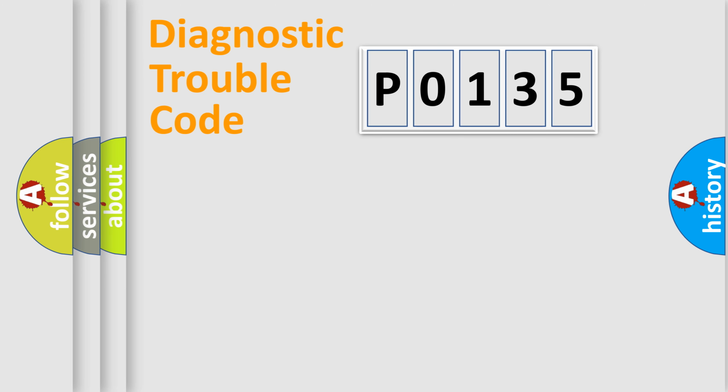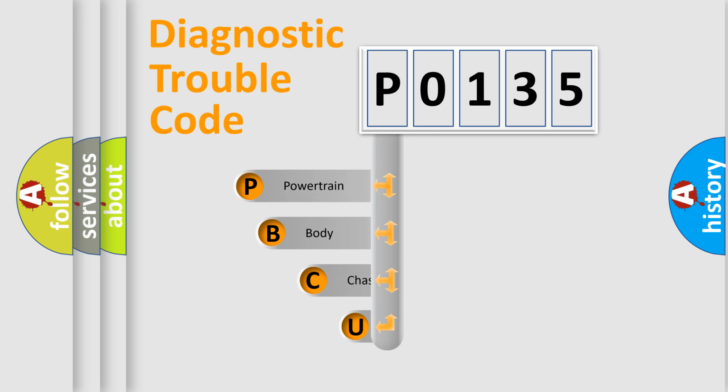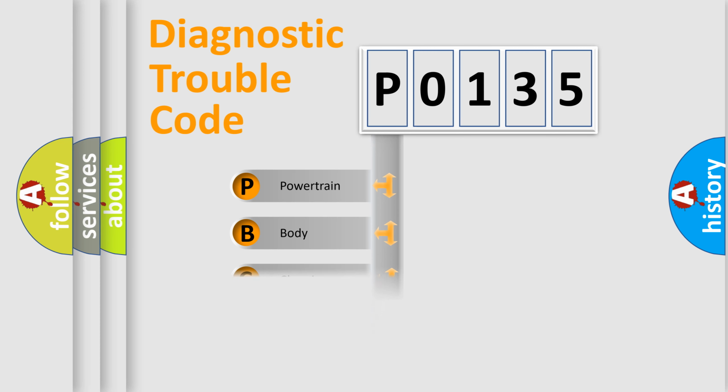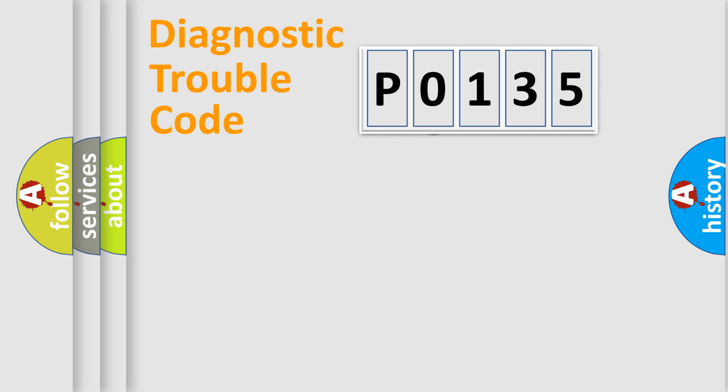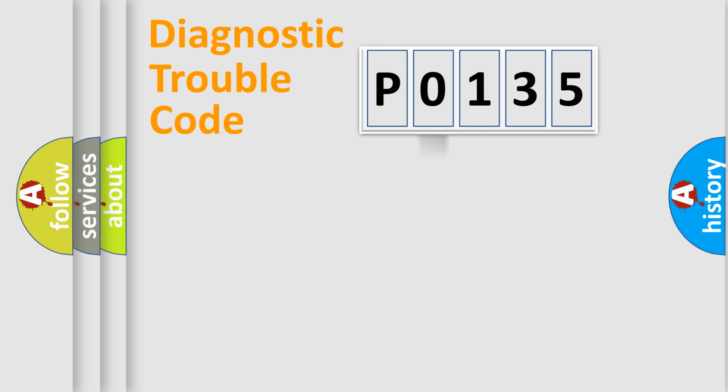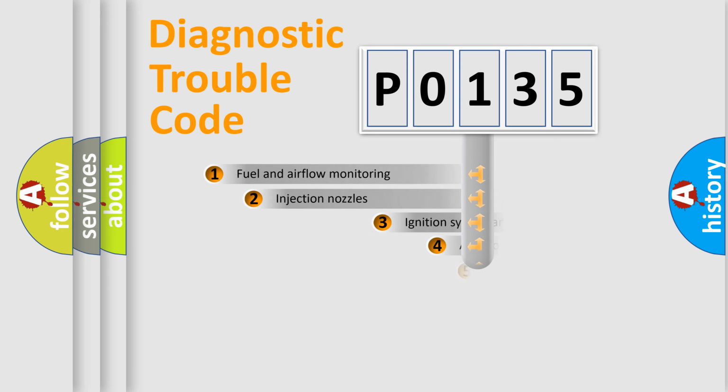Let's do this. First, let's look at the history of diagnostic fault code composition according to the OBD2 protocol, which is unified for all automakers since 2000. We divide the electric system of the automobile into four basic units: powertrain, body, chassis, network. This distribution is defined in the first character of the code. If the second character is 0, it is a standardized error. In the case of numbers 1, 2, 3, it is a more specific, car-specific error.